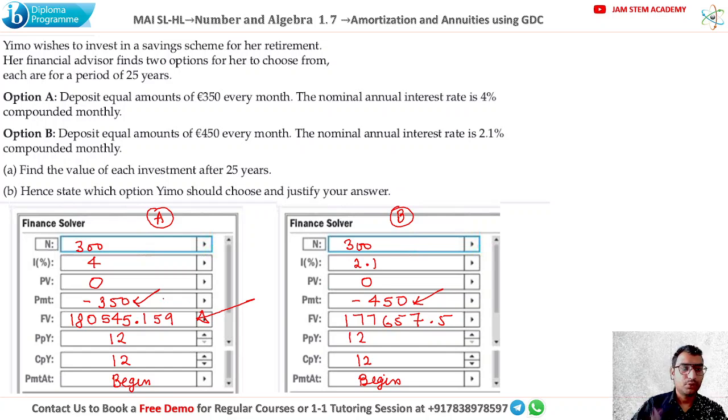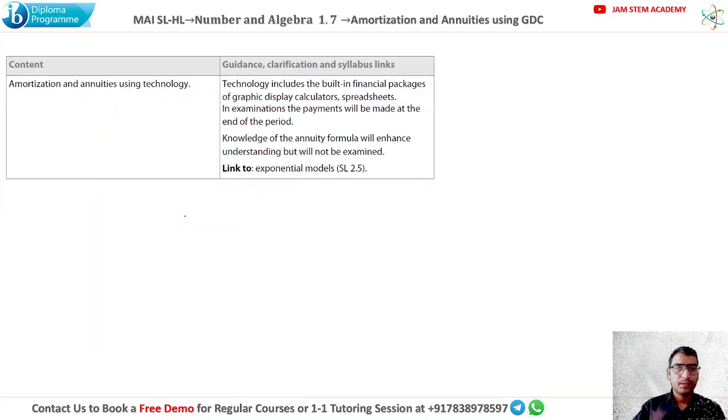In the first part it asked to find the value of each investment, that we got already. The B part says hence state which option Yemo should choose. So yes, option A is better, because by making a small payment we are getting more amount. Now in this session we are done with the questions related to either mortgage loans or investment plans. So that's it for this session.